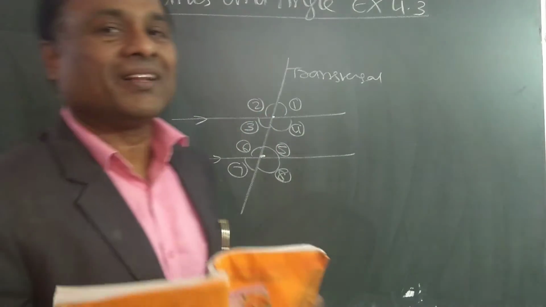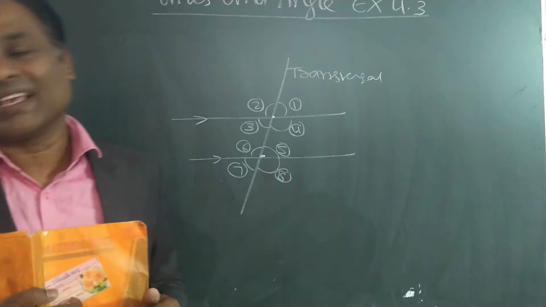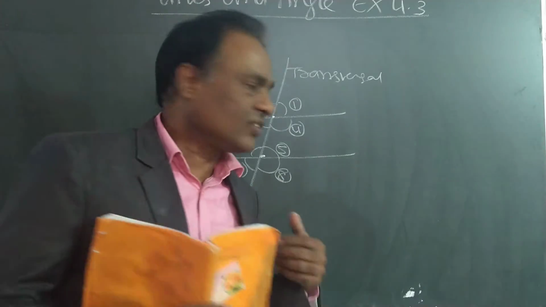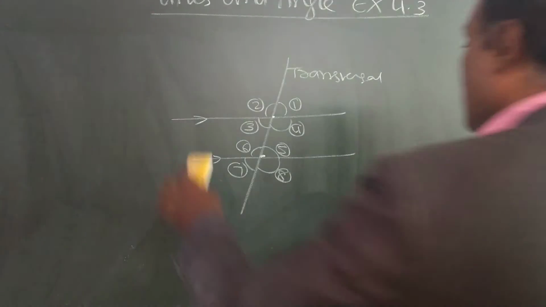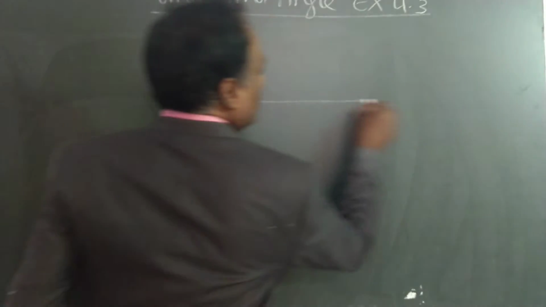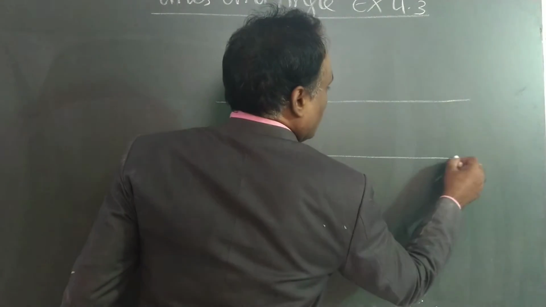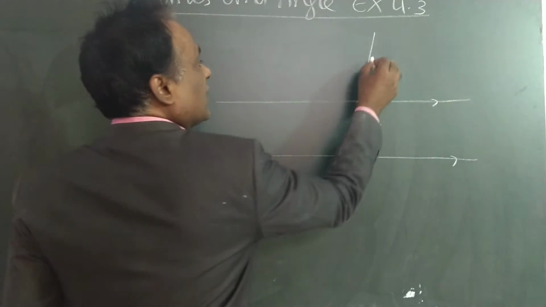Continuation of our chapter. What is our chapter? Lines and angles. And in that we are in the third exercise. Yesterday, in the previous class, I explained one important concept. That is, if two lines are parallel and a line cuts these two lines at two points, this line is called a transversal.